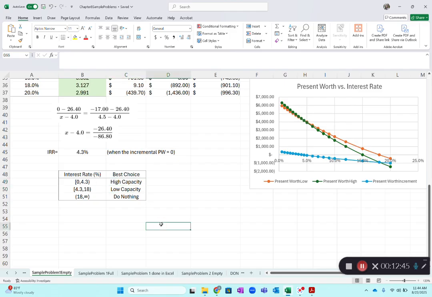Okay, so we are putting together a lot of things that we've done so far, but this is my incremental rate of return in Excel. We will do it a different way in the next video, so see you soon.